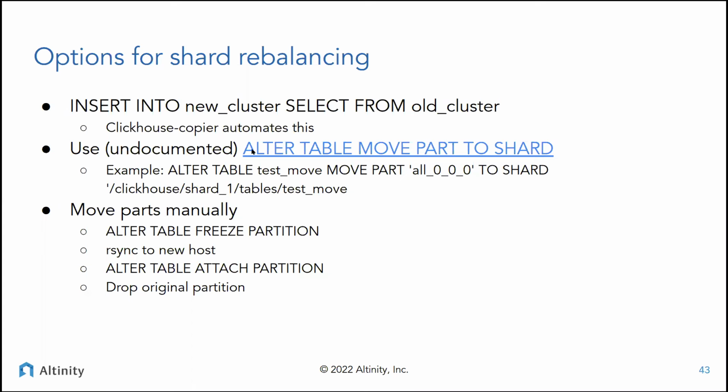There's also an undocumented command called alter table move part, which will move parts, which are pieces of merge tree tables, between shards. This is available in the test, but there's no documentation on it. I don't have a strong feeling about how well it works. And then finally, you can move table parts manually. You do an alter table freeze partition, rsync the partition over to some new host, attach it, and then drop the original partition.